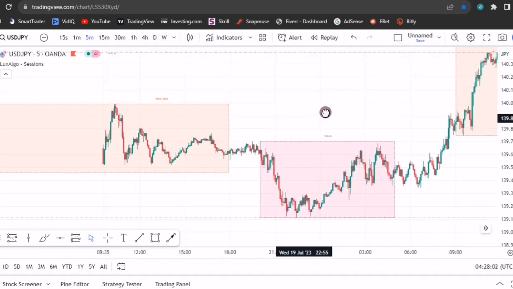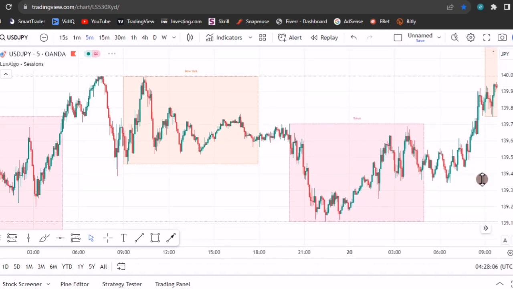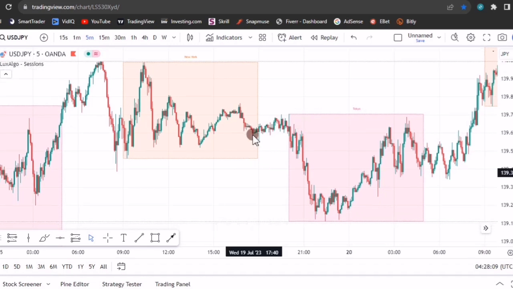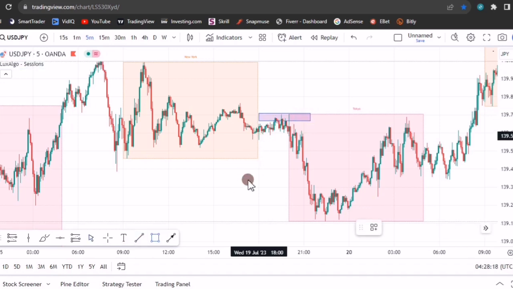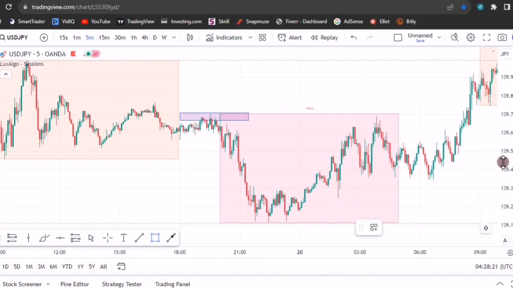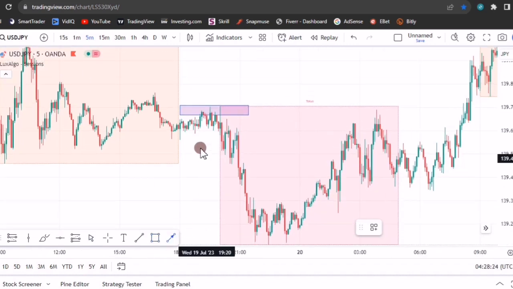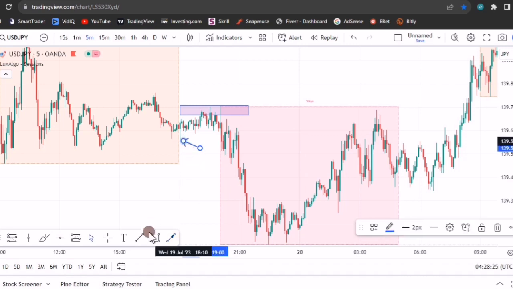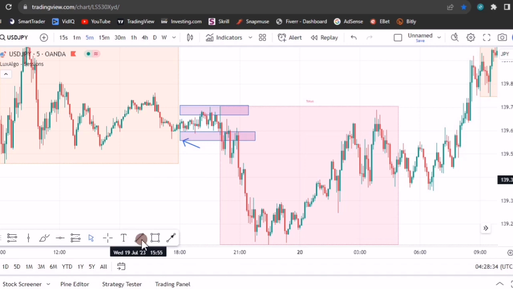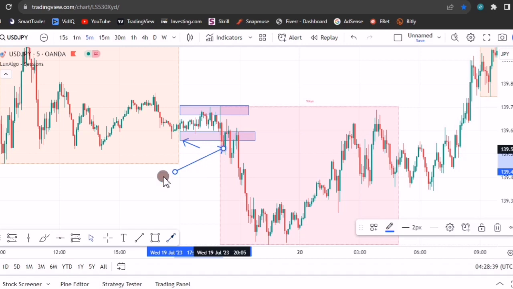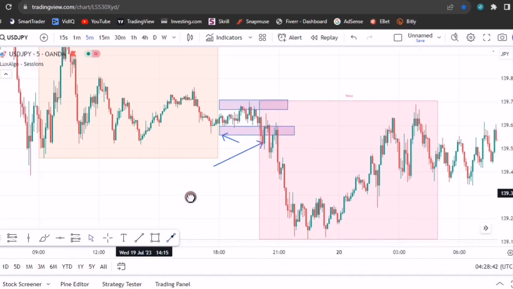Let's see what we have right here. Okay, here is the region of focus. What do you do? You mark the highest point, and then you mark the lowest point. It is that wick. Okay, you see this wick, it's your lowest point within the region that is between the New York session and the Tokyo session. So you wait. When price closed below here within the Tokyo session, you would have taken a sell trade.